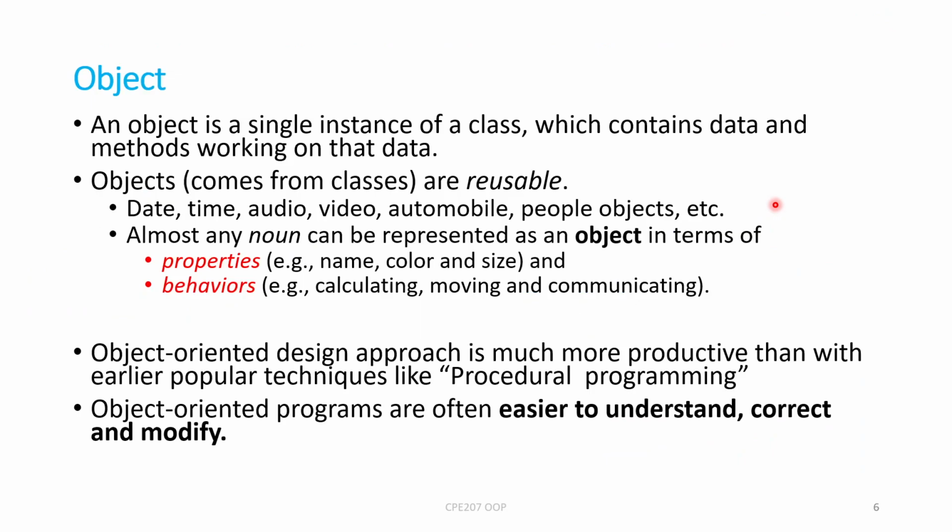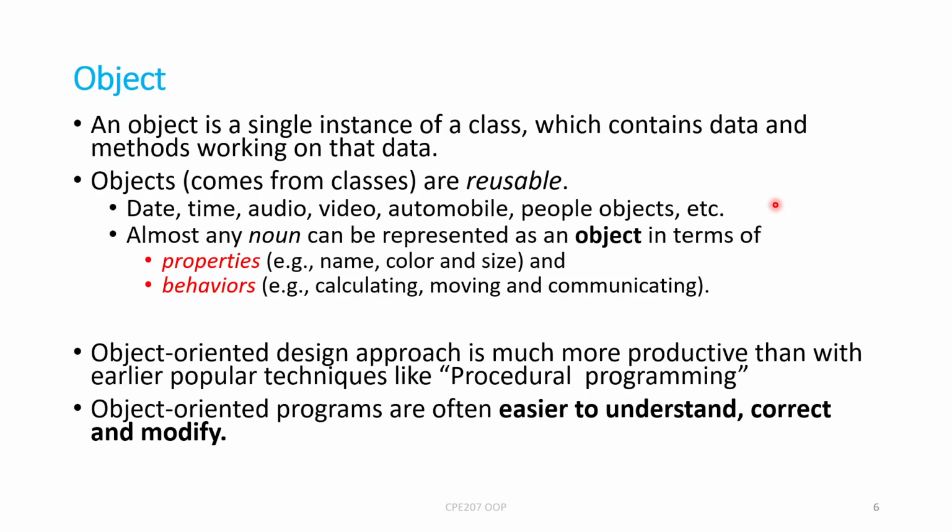And what is an object? An object is a single instance of a class. As we said, it contains data and methods. Those methods will work on that data. The good thing is objects are reusable. We can create a class and then someone else can use this class to create their own object.